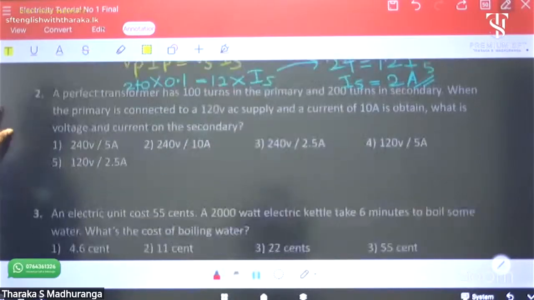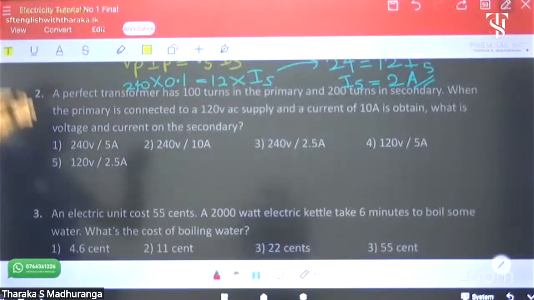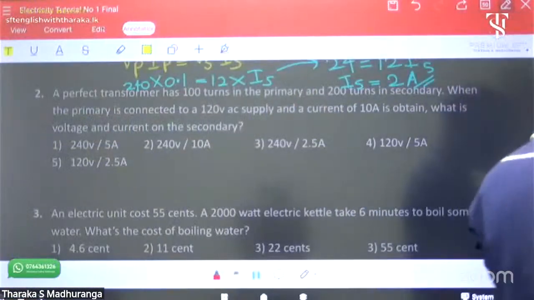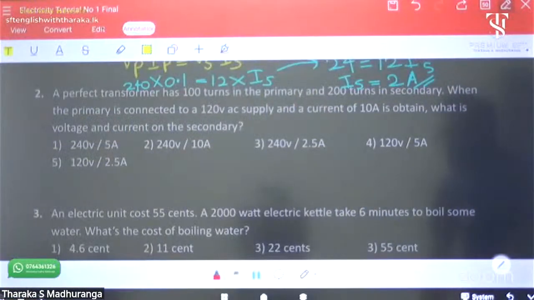Okay, question number 2. A perfect transformer, an ideal transformer, has 100 turns in the primary and 200 turns in the secondary. When the primary is connected to 120 volts and a current of 10 ampere is obtained, what is the voltage and current on the secondary? Quickly calculate. Take only 2 minutes.